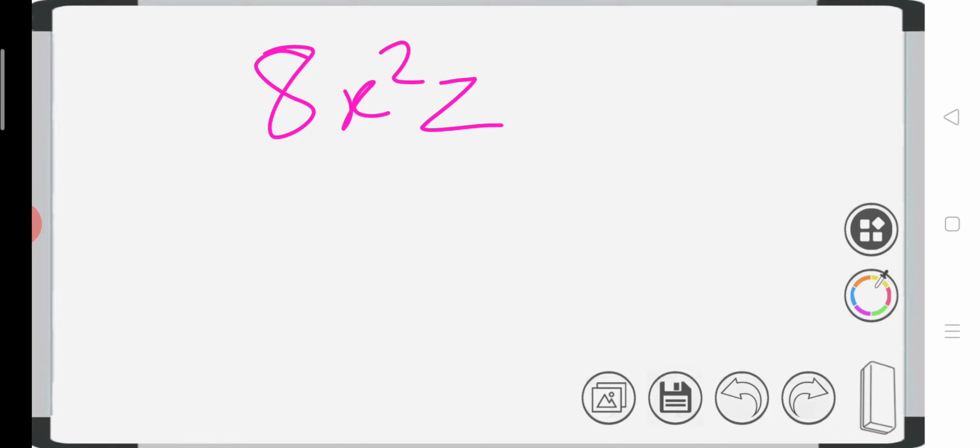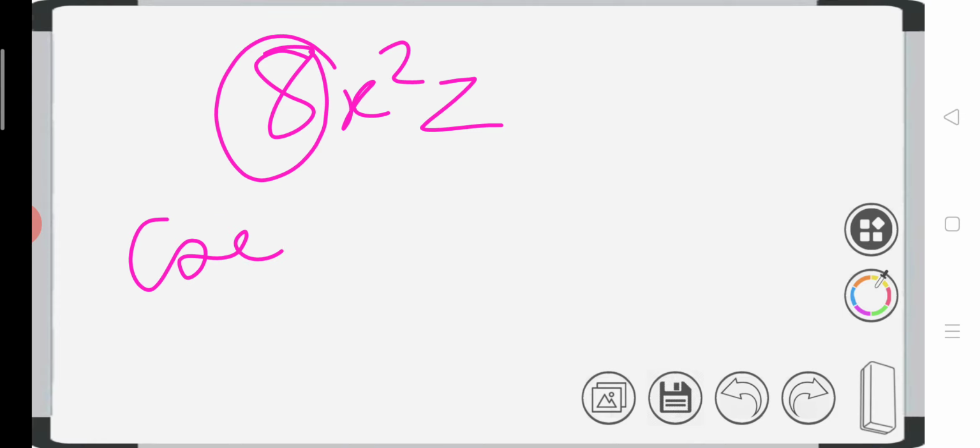Similarly, here the next example is 8x square z. So here you can see 8, that is plus 8. We don't write plus 8. So here 8 is the coefficient of x square z. So coefficient will be 8.